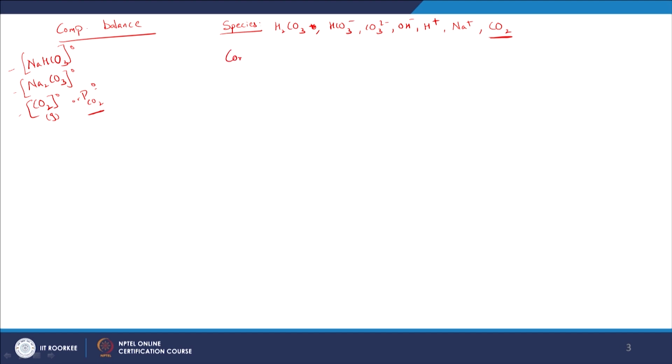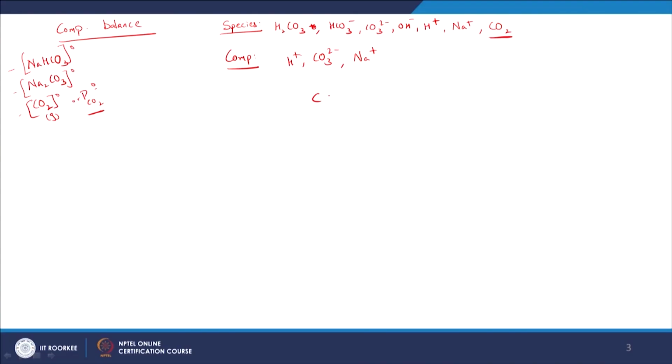And so obviously again, components. We are going to again choose H plus, CO3 2 minus and Na plus, and let's see if we can form all our species with these 3 components. The only new species that we need to look at is carbon dioxide. So let's do a check with respect to that first, and then move on to writing the other equations.